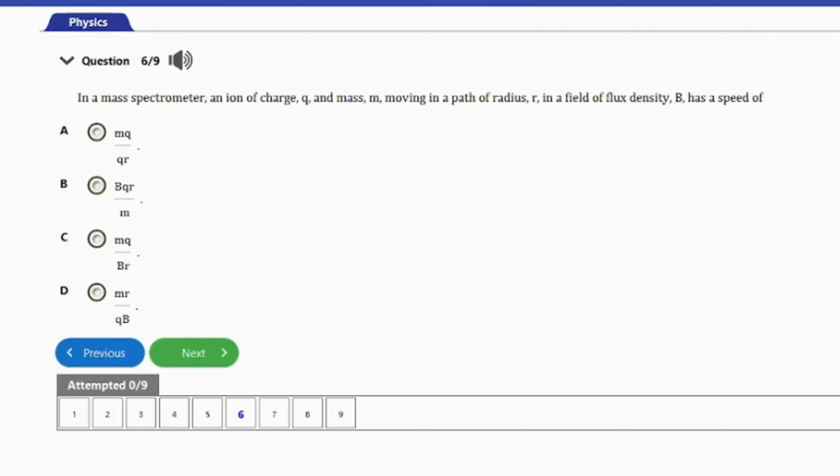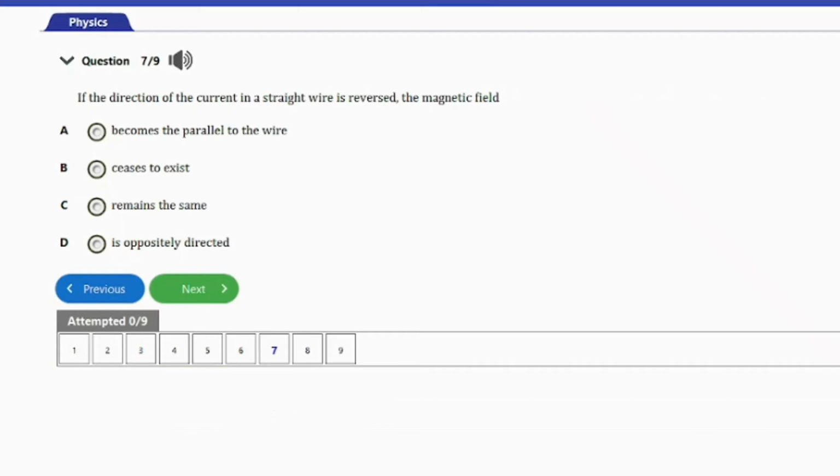So that's it. Let's go ahead and consider the next question, guys. So that's question number 7 here. It says, if the direction of the current in a straight wire is reversed, the magnetic field A. becomes parallel to the wire, B. ceases to exist, C. remains the same, D. is oppositely directed. So guys, if the direction of the current in a straight wire is reversed, the magnetic field is oppositely directed, and that's option D here. So option D is the answer to this question.